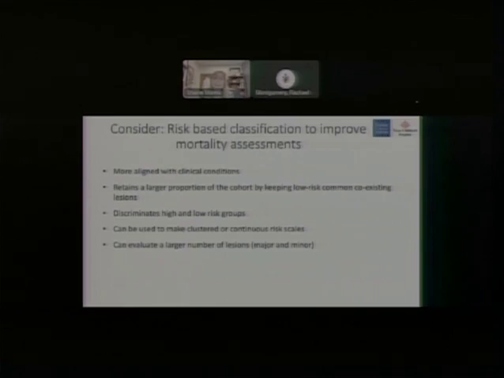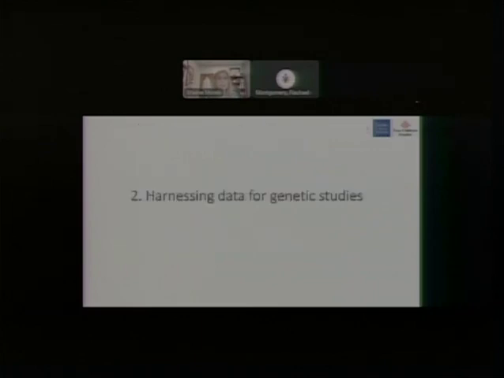And it also allows you to evaluate a larger number of lesions. We can look at truncus with coarct, truncus without coarctation. You can look at HLHS with higher risk. So it allows you to use a larger number of your cohorts that you're examining. So I look forward to any questions, and thank you.